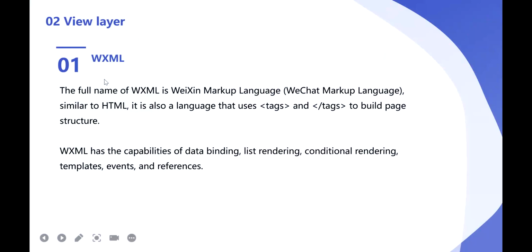Yeah, you see here, WXML, the full name of it is WeChat Markup Language. It is similar to HTML. It is also a language that uses text and slash text to build page structure. WXML has the capabilities of data binding, list rendering, conditional rendering, templates, events, and references. We can see these capabilities in detail.